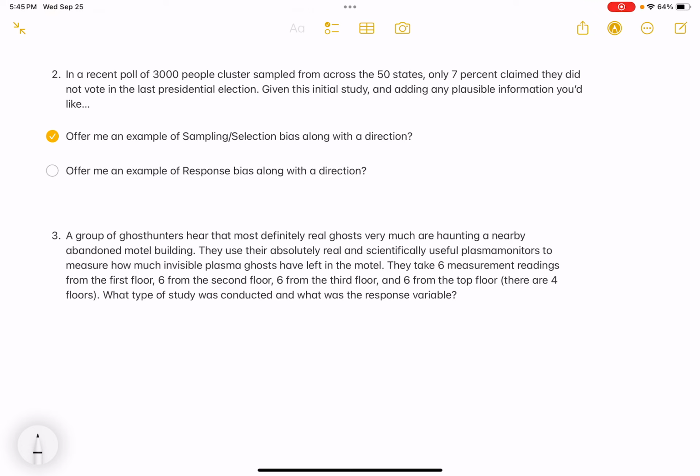Offer me an example of response bias. In this case, the big response bias you should get to is people do not want to admit when they don't vote, right? So that is a kind of social desirability bias. So be aware that anytime you have a particular survey question or a sample that you're toying with, and it becomes very clear from the question, oh, hey, we're not getting the right details.